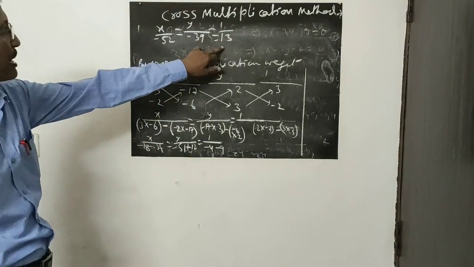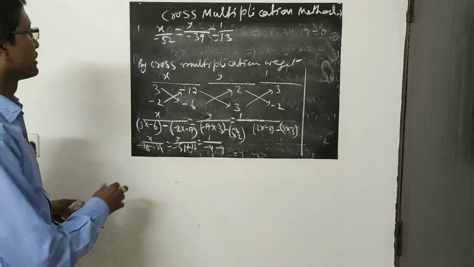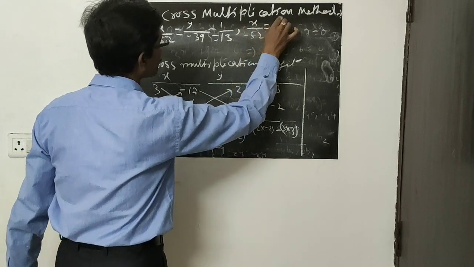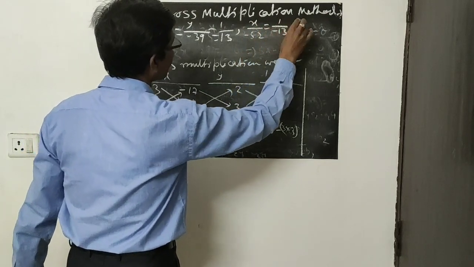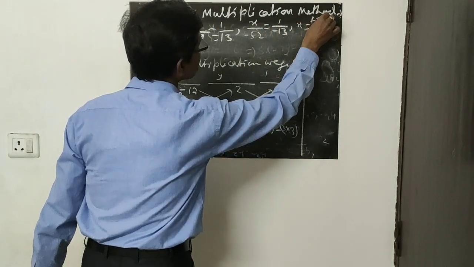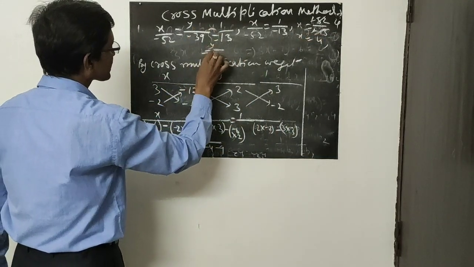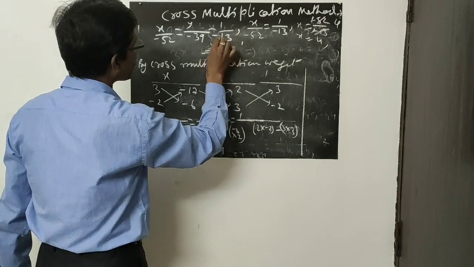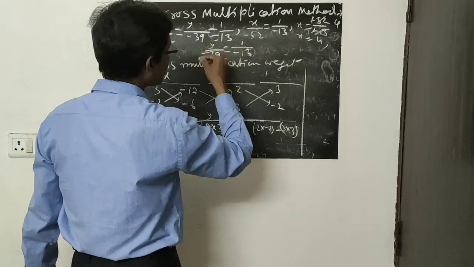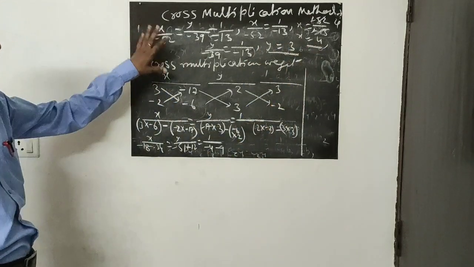See, this is 1 by minus 13. Both are known values. Compare with this one: this equal to that, as well as this equal to that. So from there you get x by minus 52 equal to 1 by minus 13, or x equal to minus 52 by minus 13. Minus cancels, ultimately 4. Similarly, y by minus 39 is equal to 1 by minus 13, so y equals minus 39 by minus 13. Again minus cancels, ultimately y equal to 3. So these are the solutions of the equations.